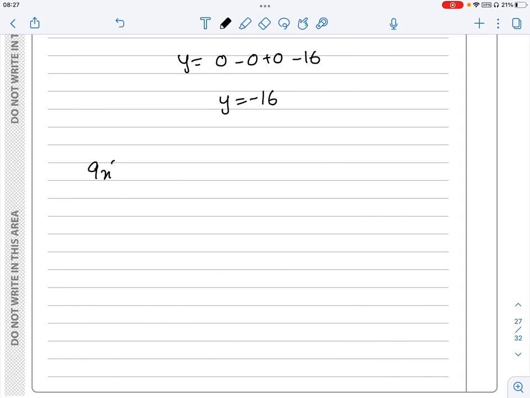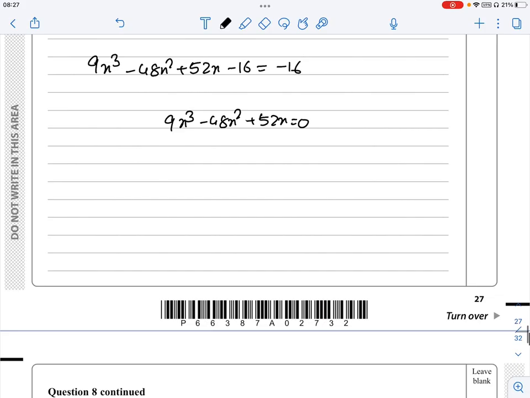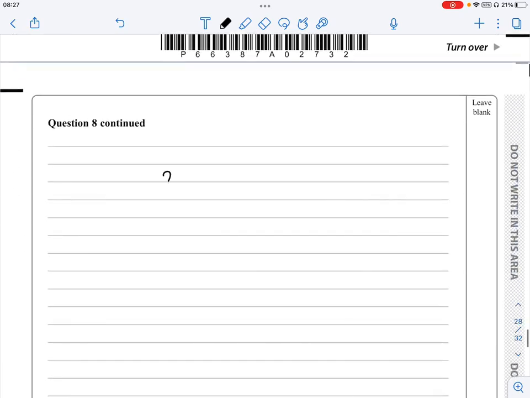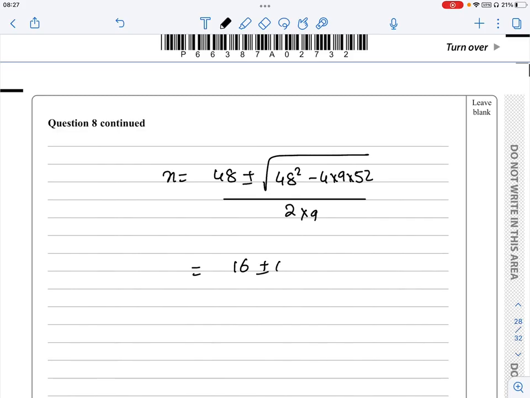So the curve equation is 9x cubed minus 48x squared plus 52x minus 16 equals minus 16. So I get 9x cubed minus 48x squared plus 52x equals 0. Take x common: 9x squared minus 48x plus 52 equals 0. So x equals, using the quadratic formula, minus b plus or minus square root of b squared minus 4ac upon 2a, 2 times 9. So it becomes 16 plus or minus 4 square root 3 upon 6.